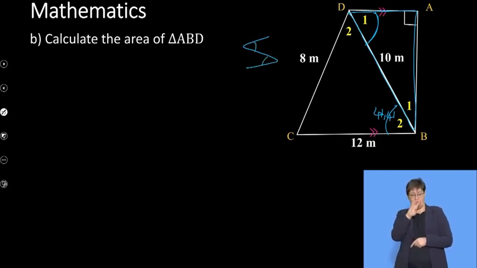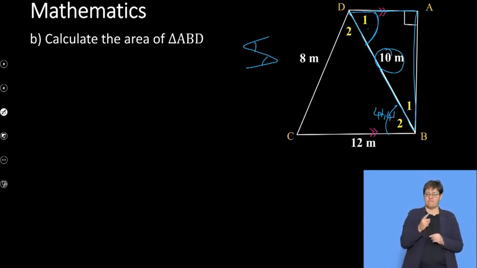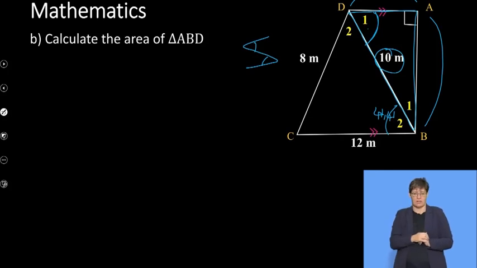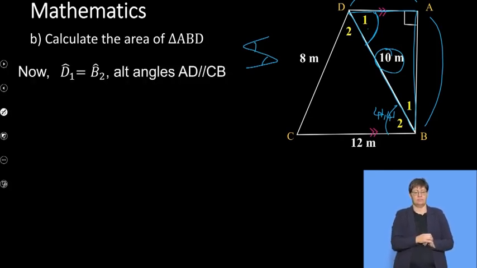Because they're equal, I now have an angle and one side in this right angle triangle, which means I can solve it and I can find the area. Now we want to find the area, so I want to say area will equal half AD, half base times height. That's the regular area formula. So D1 will equal B2, and they're both going to equal 41,41 degrees.